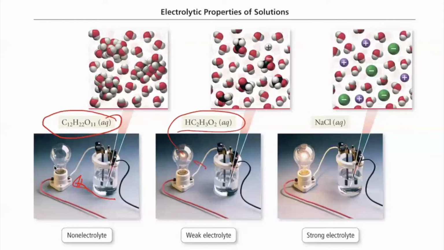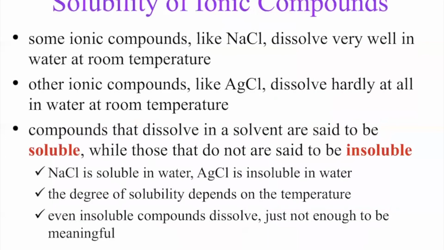And sodium chloride, because it's an ionic compound, is going to be a strong electrolyte. It will dissociate completely, and we're going to have a lot of current. We're going to have a strong light. Now, not all ionic compounds are the same. Remember, ionic compounds dissolve in water. Well, not all ionic compounds are going to be soluble in water. Some ionic compounds are going to be insoluble.